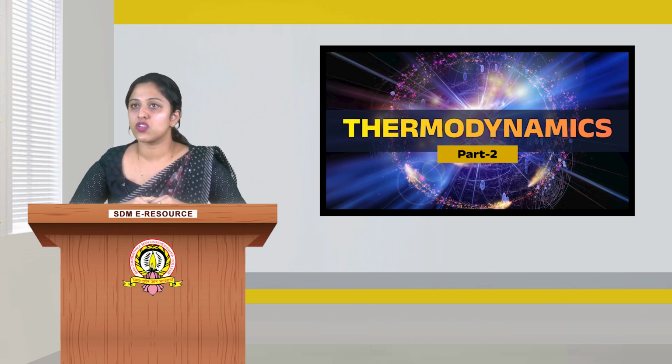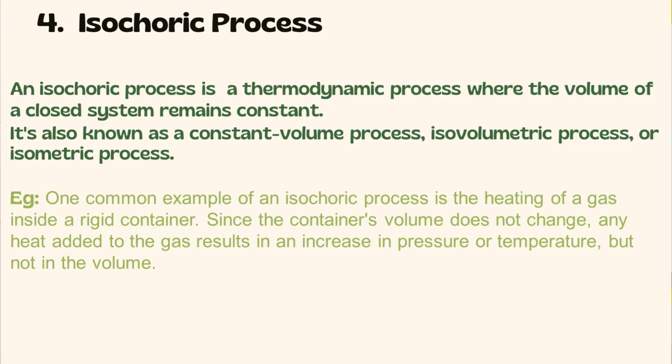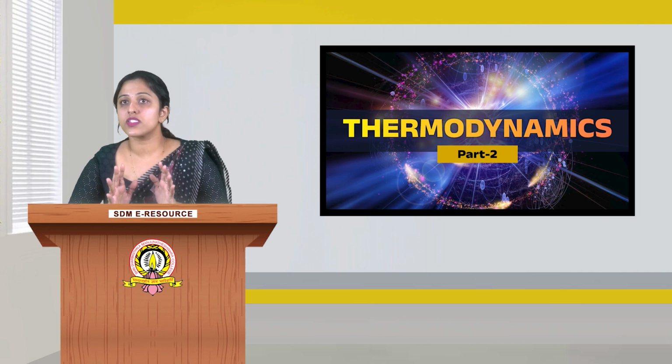The next one is isochoric process. An isochoric process is a thermodynamic process where the volume of the closed system remains constant, and it is also known as constant volume process, isovolumetric process or isometric process. One common example of an isochoric process is the heating of a gas inside a rigid container. Since the container's volume does not change, any heat added to the gas results in an increase in pressure or temperature but not in the volume. So when the volume remains constant, it is called isochoric process.